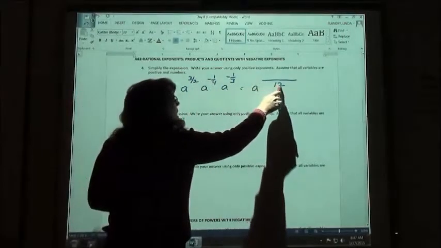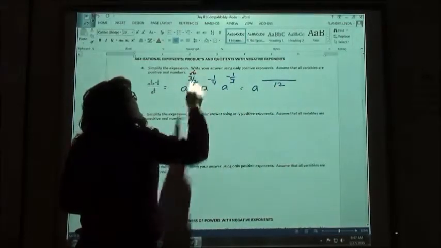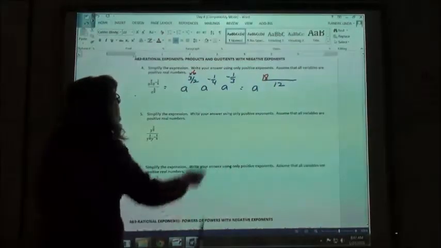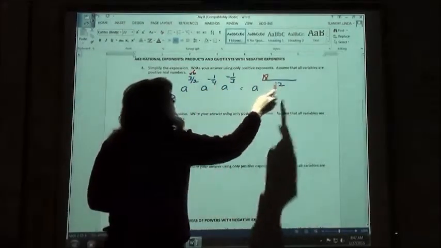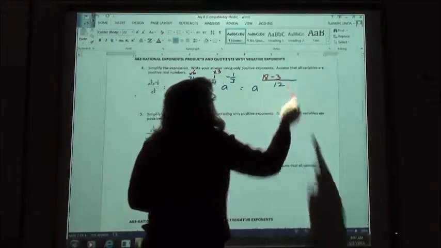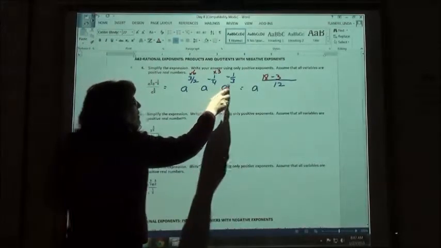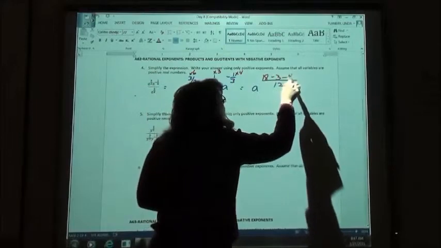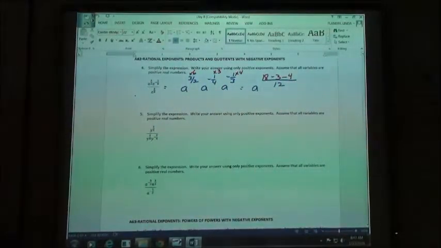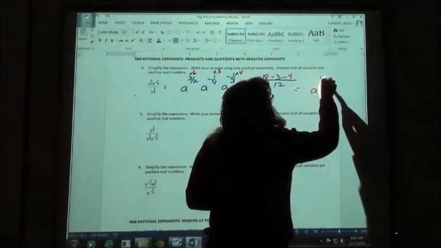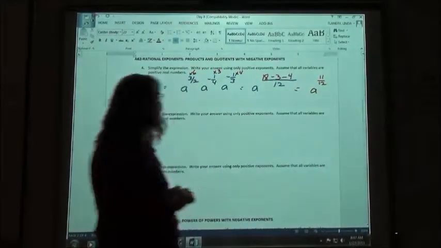2 goes into 12 6 times. 6 times the 3 would be 18 for my first one. 4 goes into 12 3 times. 3 times that minus 1 would be minus 3. And then 3 goes into 12 4 times. My minus 1 times 4 would be minus 4. 18 minus 3 minus 4 gives me a to the 11/12 power.